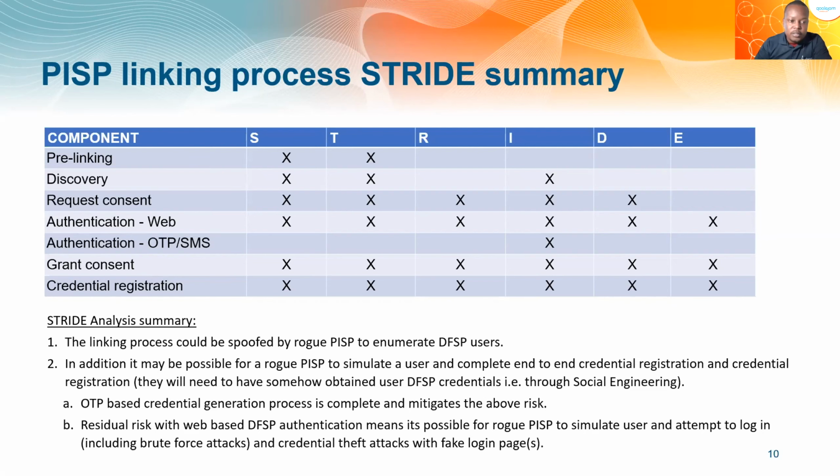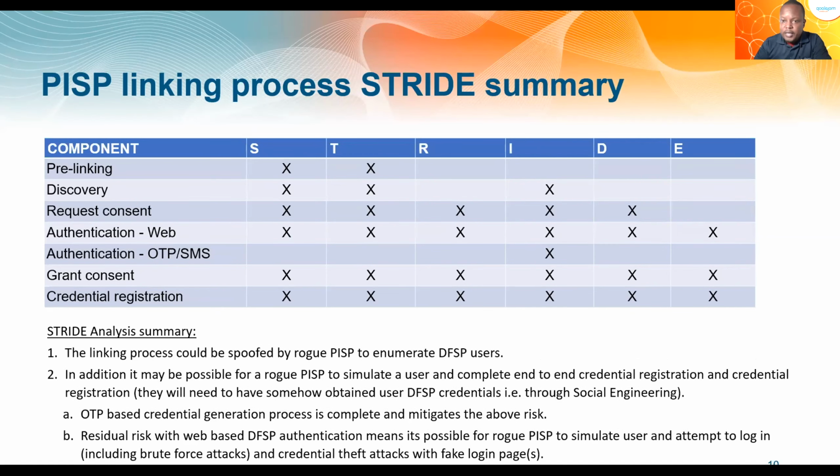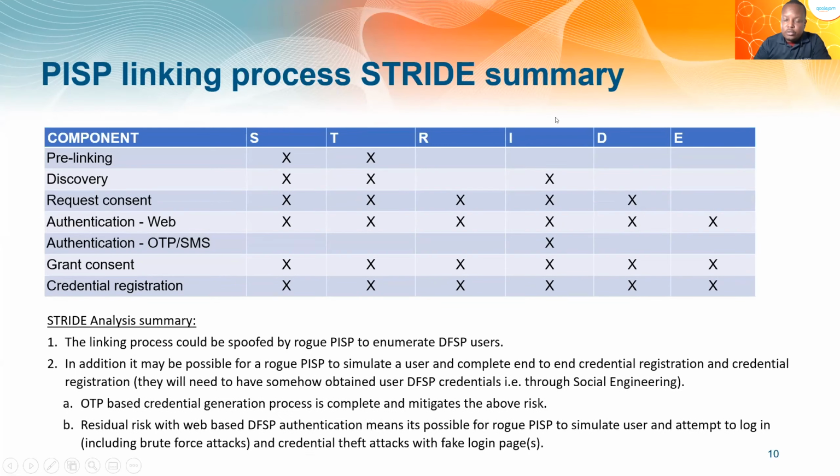And that is because the PISP has a possibility of intercepting all the information being generated by the user, except for the authentication via OTP, which could be done via SMS. So all the other processes will, in one way or another, go through the PISP, which may expose some risk of tampering. However, this is mitigated largely due to the fact that all the transactions are signed and they are verified by each party before processing.